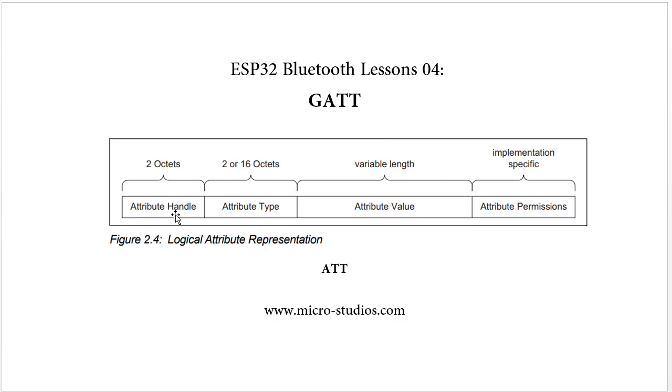The first part is always the attribute handle. The second part is the attribute type. The third part is the attribute value, and the last part is the attribute permission. According to the different attribute type, we will know the following attribute value format and the exact data in the value. So this is actually the ATT data format.